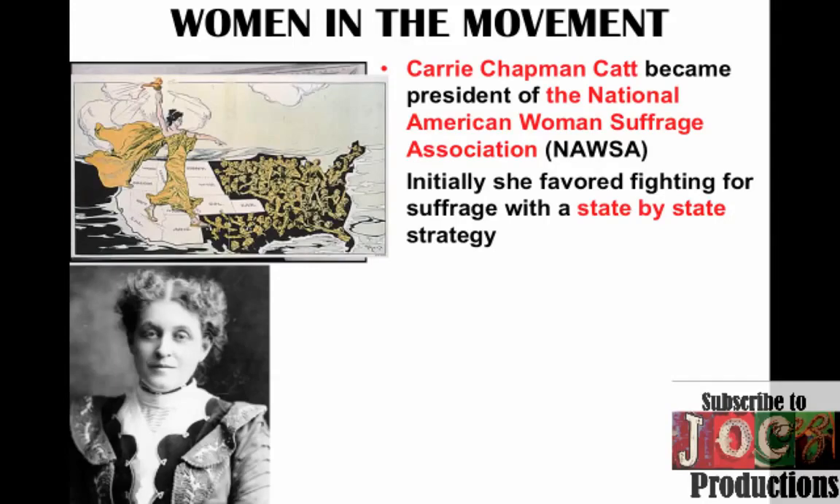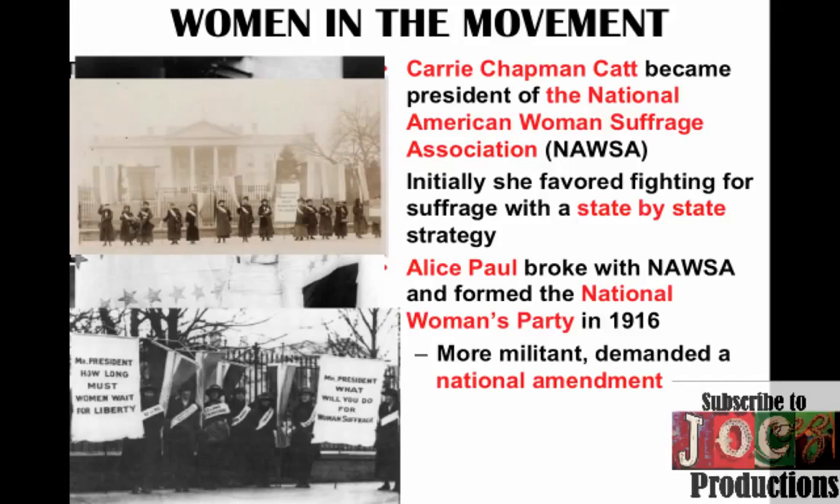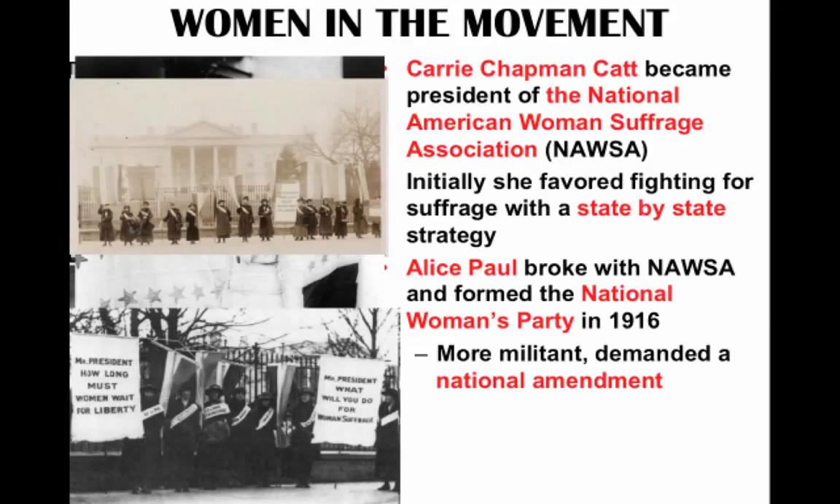This was not supported by all members of NAWSA, and one important figure that you definitely need to know about is Alice Paul. She breaks away from NAWSA and forms the National Woman's Party in 1916. They are much more militant. They're going to protest in front of the White House before and during World War I. And their big goal is a national amendment granting women the right to vote.